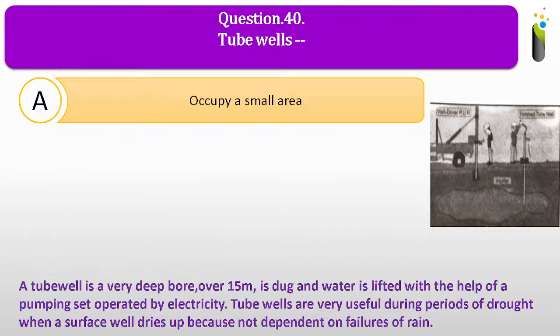The answer is the tube wells are so important because they occupy a small area. Remember, a tube well is a very deep bore, over 15 meters. It is dug and water is lifted with the help of a pumping set operated by electricity. Tube wells are very useful during periods of drought when a surface well dries up because they are not dependent on rain. Okay, so this is the answer.